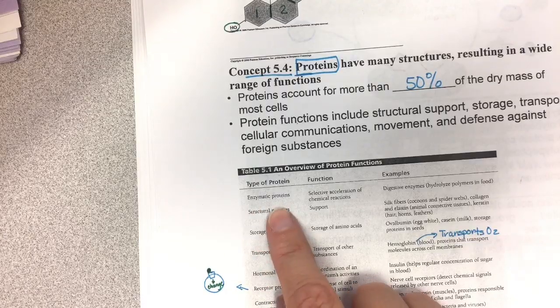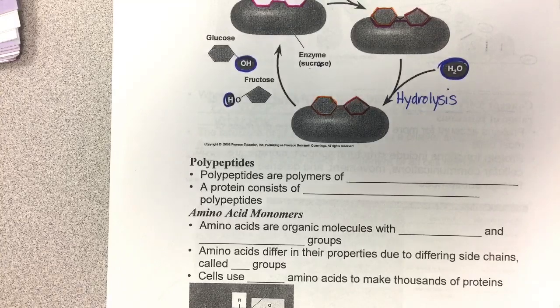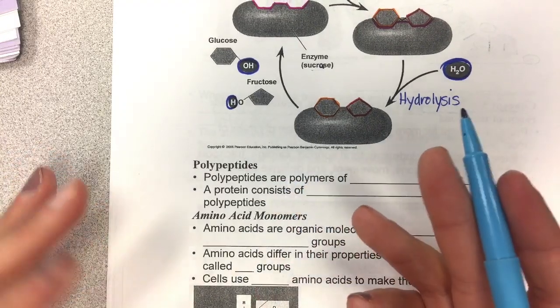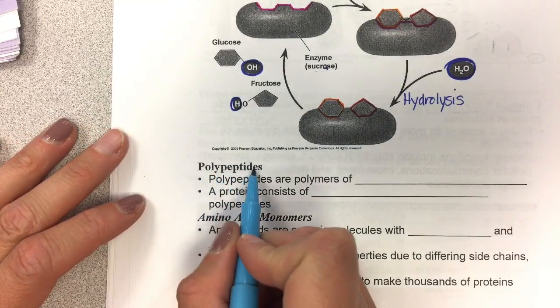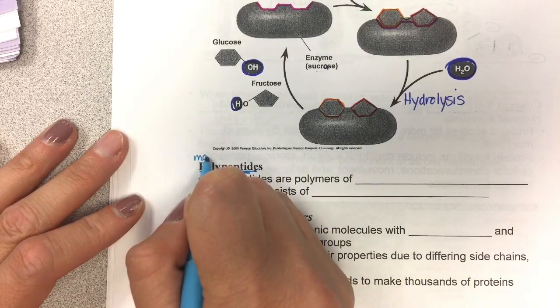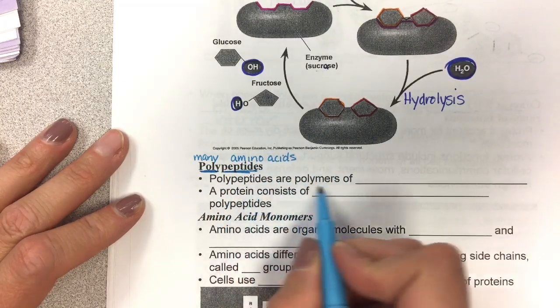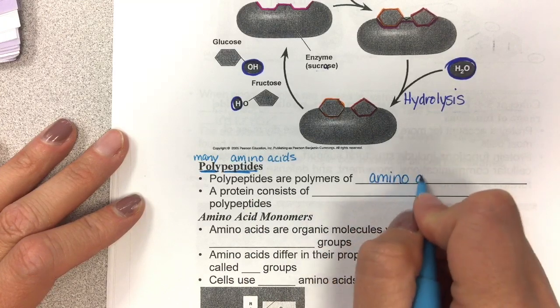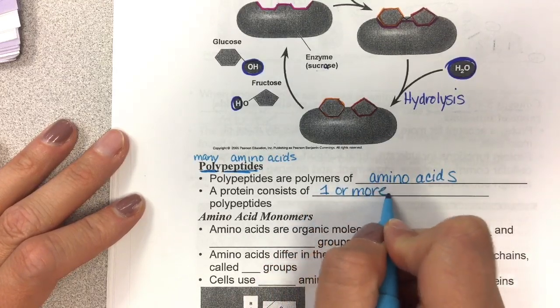Enzymes are a major class of proteins that we're going to talk about a lot during this class, and their function. There's a whole special chapter on it, and even within other chapters there are examples we'll use. So enzymes are a type of protein. Proteins are polypeptides. Poly means many, and peptide is referring to an amino acid, so many amino acids. Polypeptides are polymers of amino acids. A protein consists of one or more polypeptides.